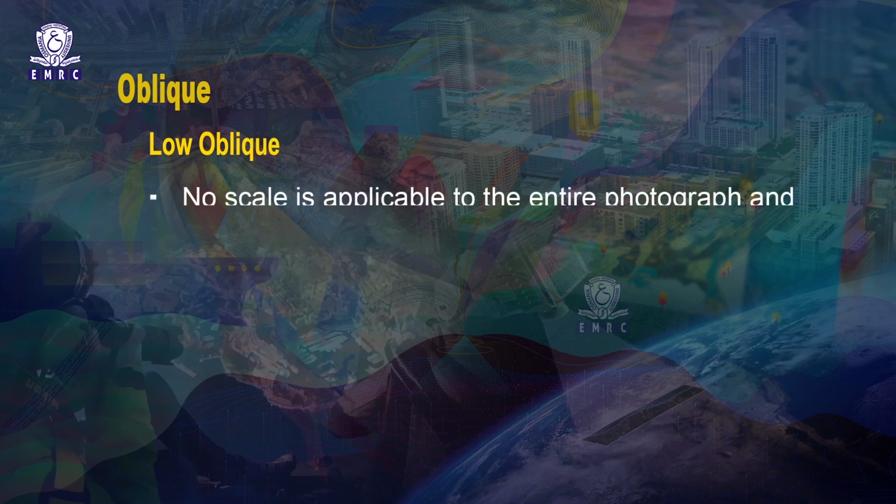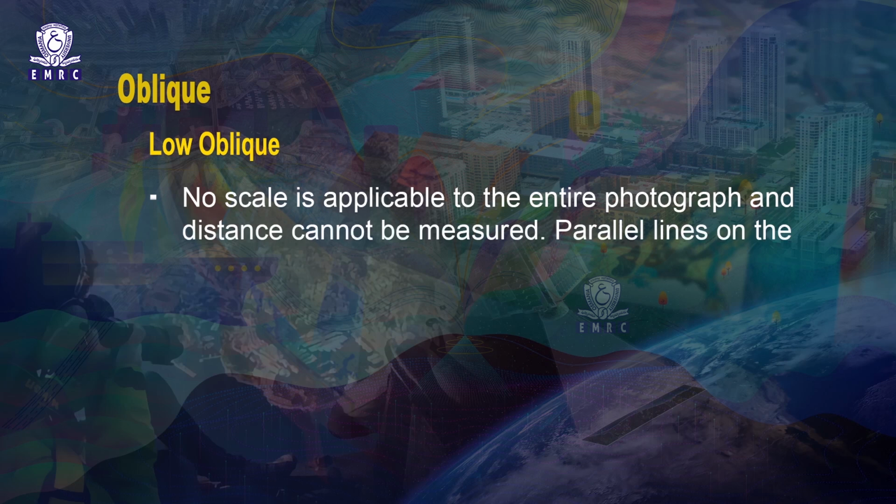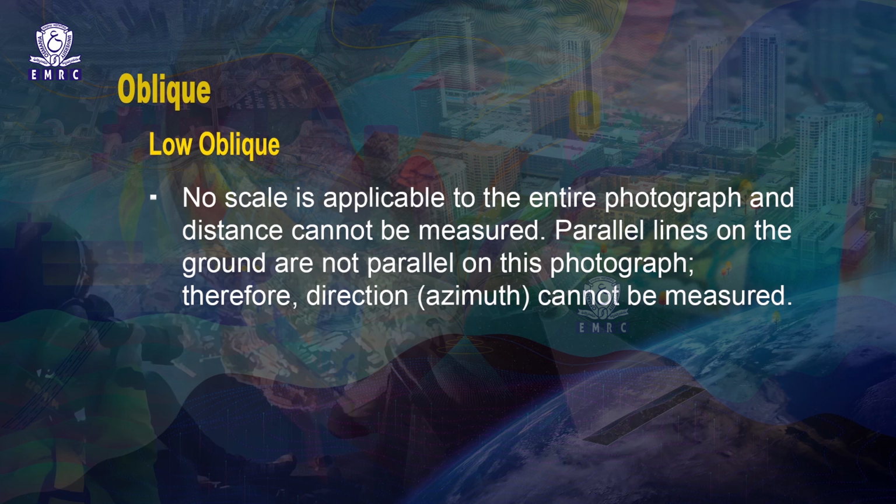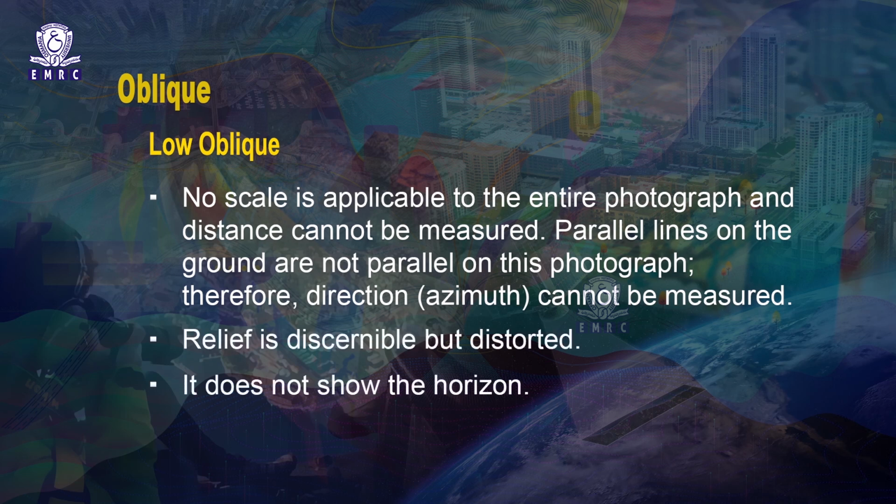No scale is applicable to the entire photograph and distance cannot be measured. Parallel lines on the ground are not parallel on this photograph. Therefore, direction, which is the azimuth, cannot be measured here. Relief is discernible but distorted. It does not show the horizon.